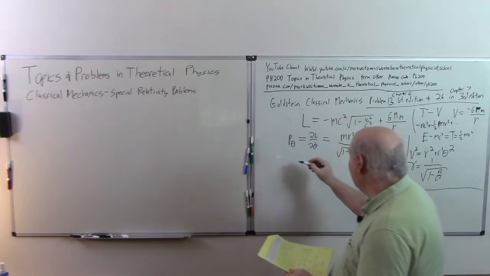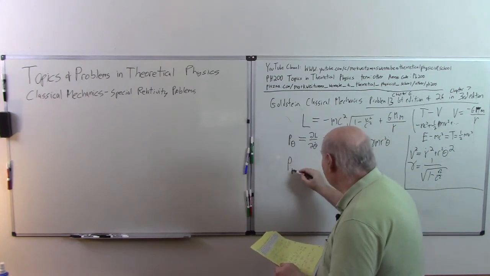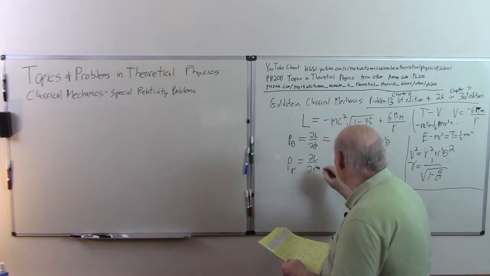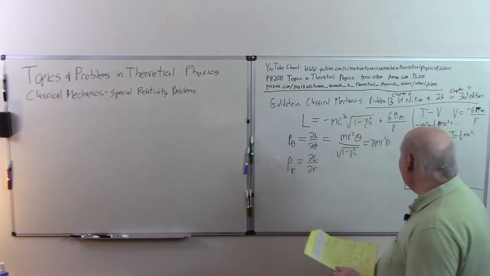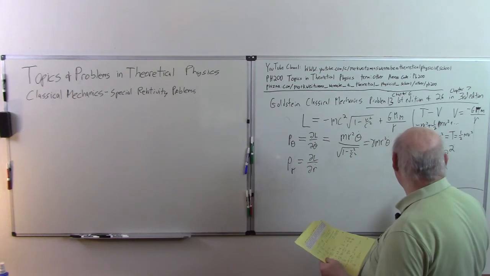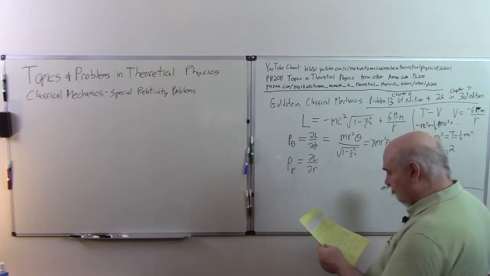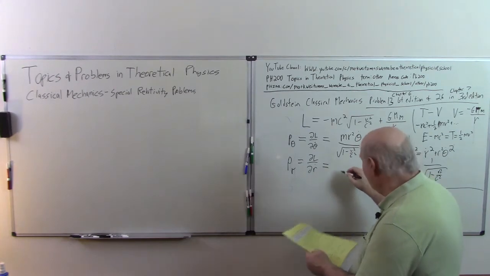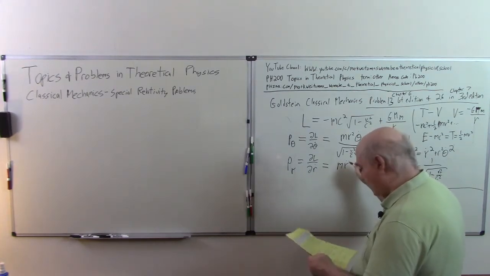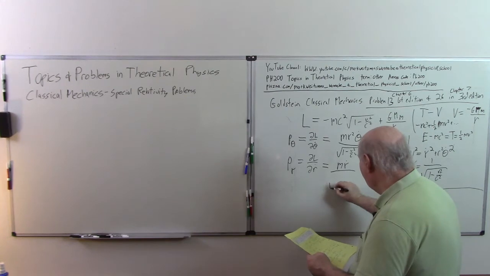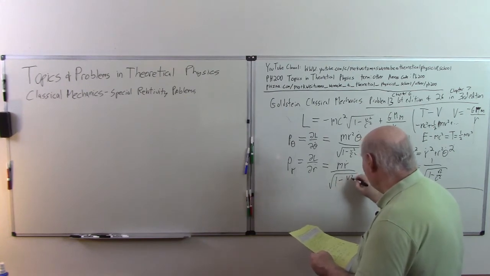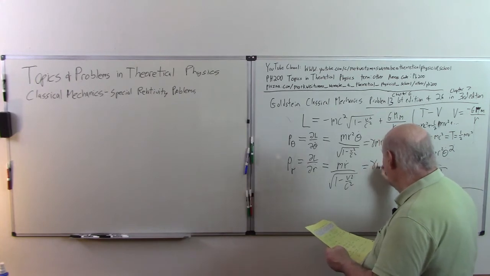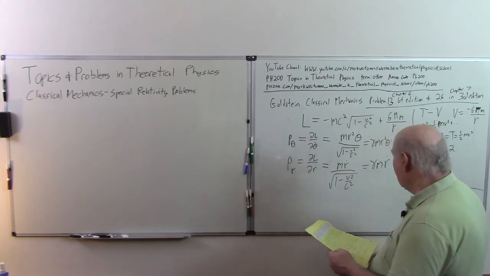And then we'll define the conjugate momentum for the r variable. It's the partial of L with respect to r dot. And again, this comes in because there's an r dot squared in v squared. And this is equal to m r dot over the square root of 1 minus v squared over c squared, which is equal to gamma m r dot.